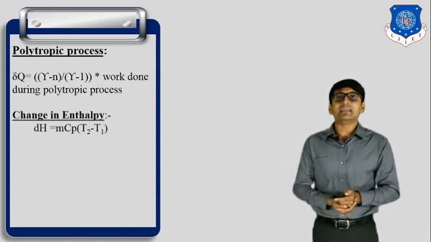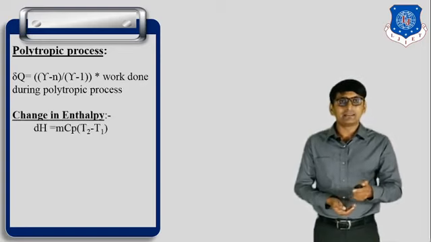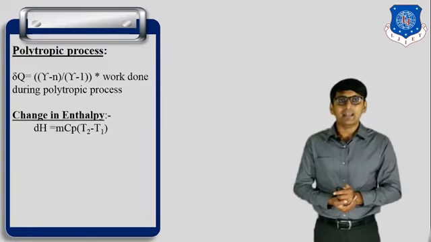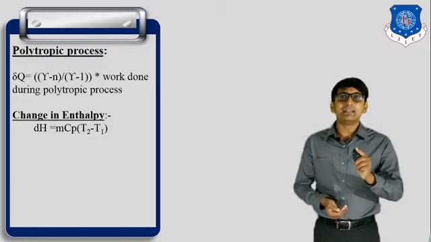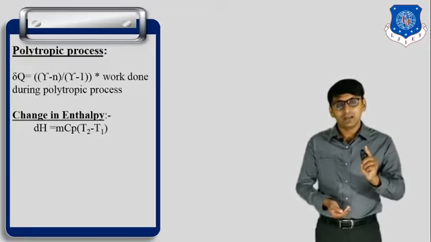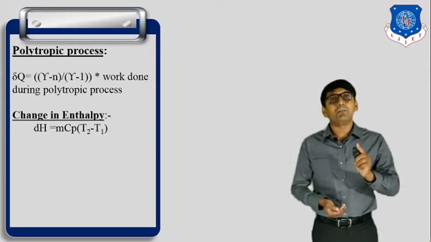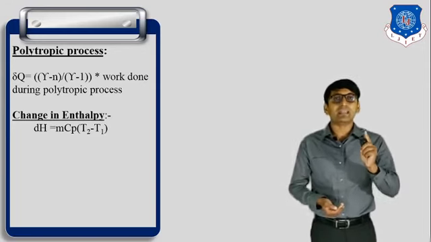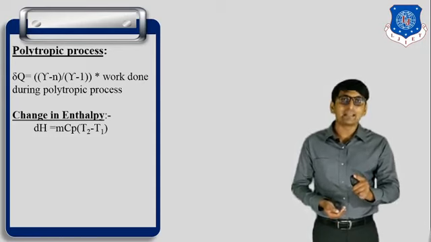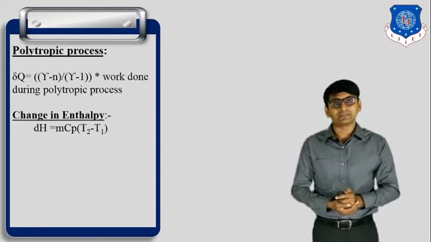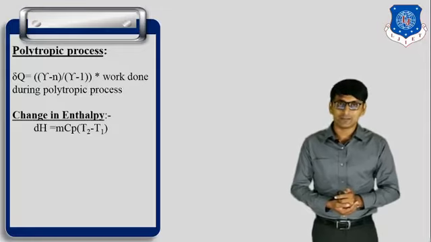Then the change in enthalpy is the same for all processes: delta H = mCp(T2 - T1). So this is all about the polytropic process. In this lecture we discussed the adiabatic process and the polytropic process. Okay, thank you.